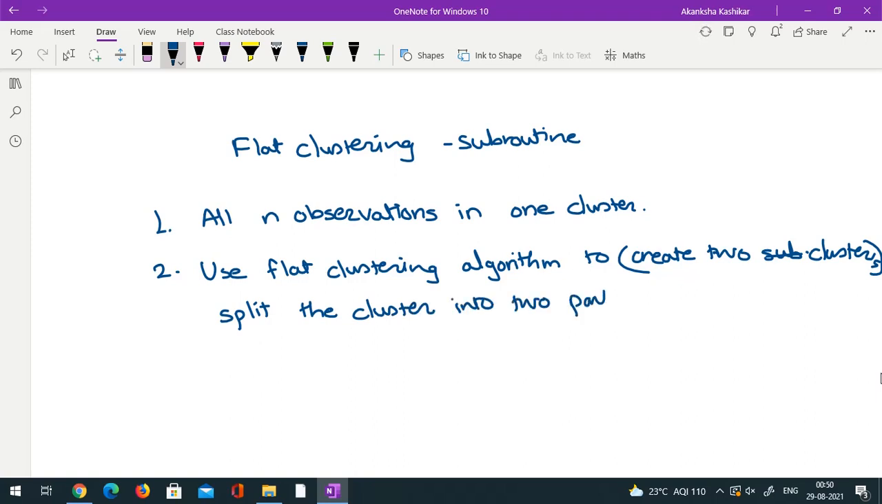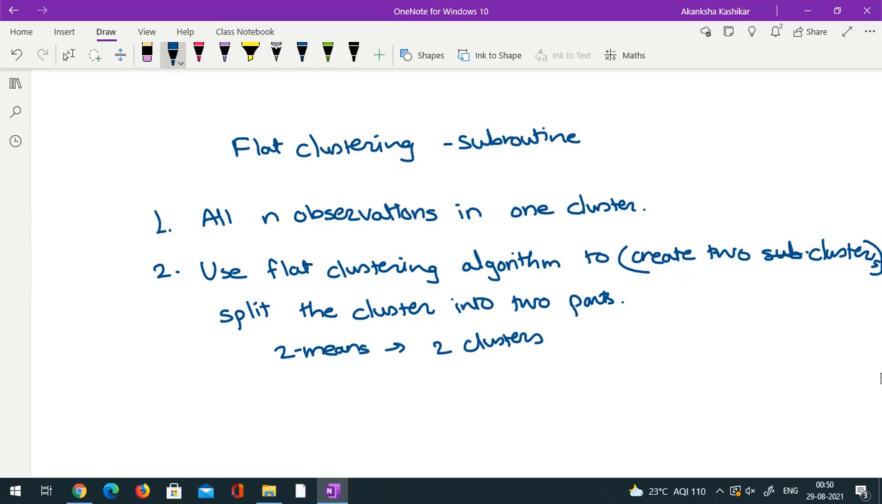Now what do I mean by flat clustering? I could go for two means algorithm. We have studied k-means, right? So I could go for two means. So I take that one cluster and use two means to get two clusters. Correct? This is one approach. Another approach is we can try something like Ward's linkage but in the opposite direction.